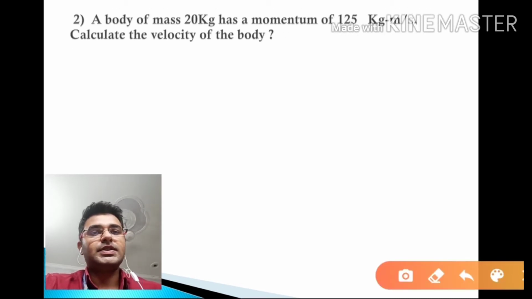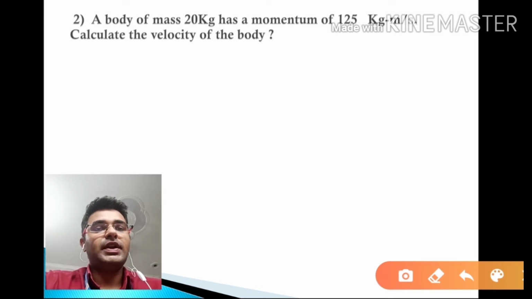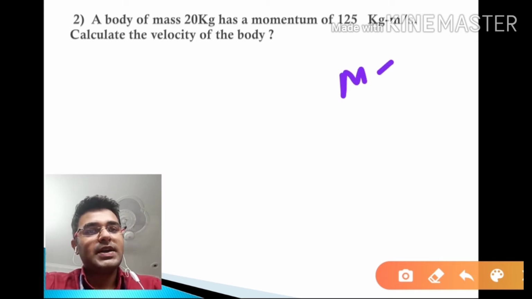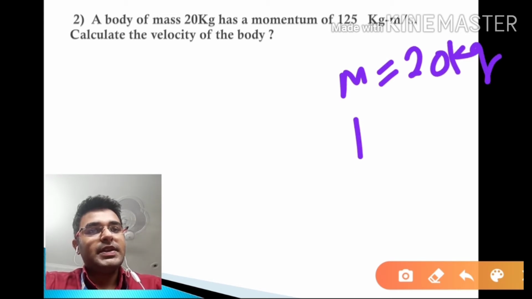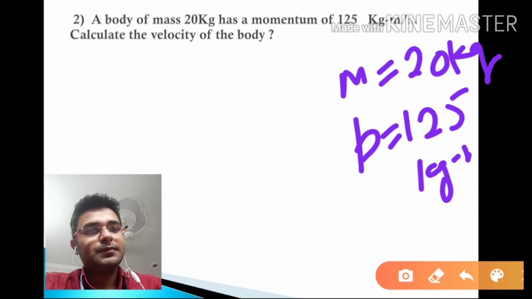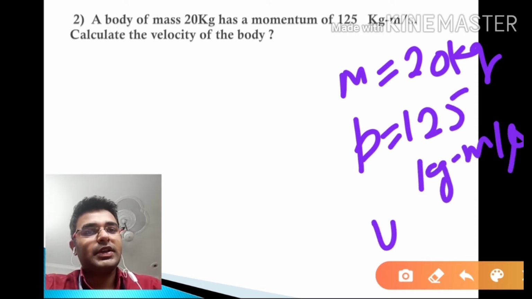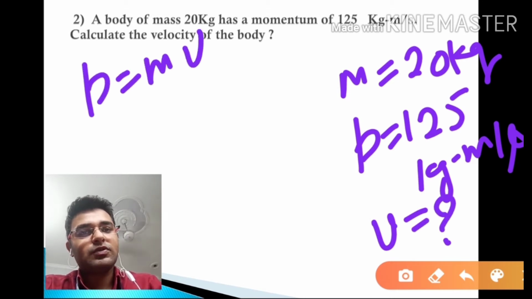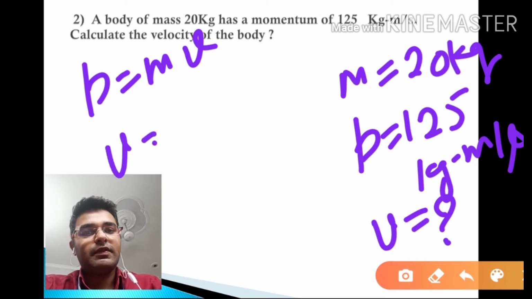Our next question is: a body of mass 20 kg has a momentum of 125 kg meter per second. Calculate the velocity of the body. According to the question, mass is 20 kg, momentum is 125 kg meter per second, and we have to calculate the velocity. So again we will use the same formula, momentum is equal to mass into velocity, and here the velocity will come out as momentum upon mass.